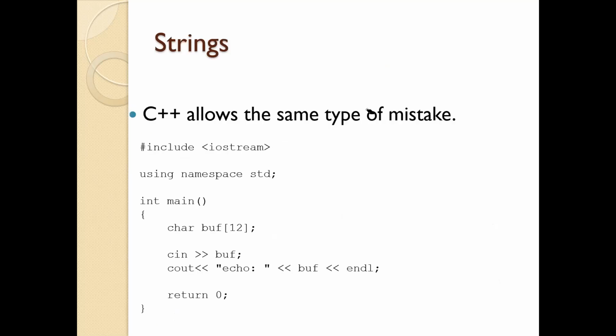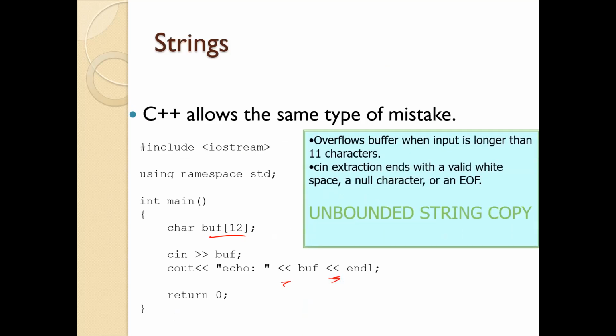All right. So in C++, they allow the same mistake, right? Here you have a buff of size 12, and you're reading in from standard in, and you end up with the same issue. It overflows the buffer when the input is longer than 11 characters. Cin extraction ends with a valid white space, a null character, or end of file. So it's a type of unbounded string copy.